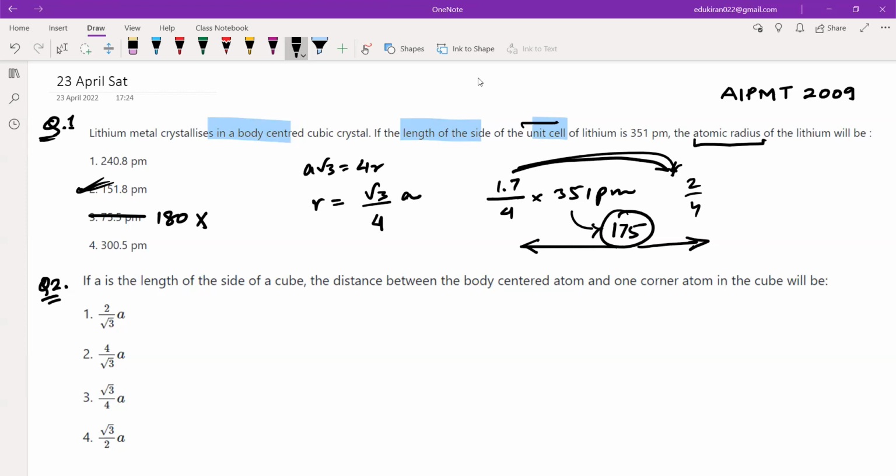Okay, next is if A length is the side of cube, the distance between the body centered atom and one corner atom in the cube will be how much? Okay, so please do this. So we have a corner atom, and then we have the body center atom here. What will be the distance between these two? So this is from the nearest neighbor of BCC, because these two atoms are the nearest neighbors.